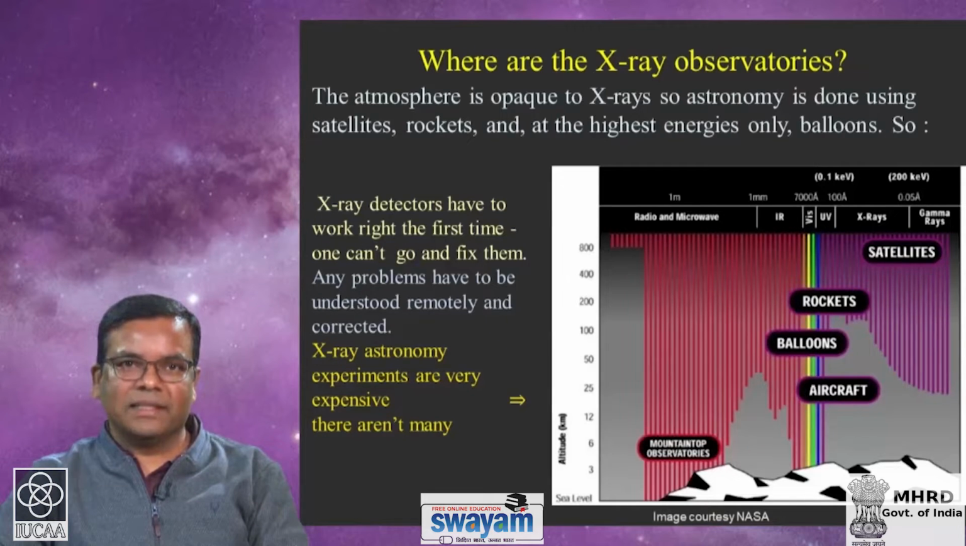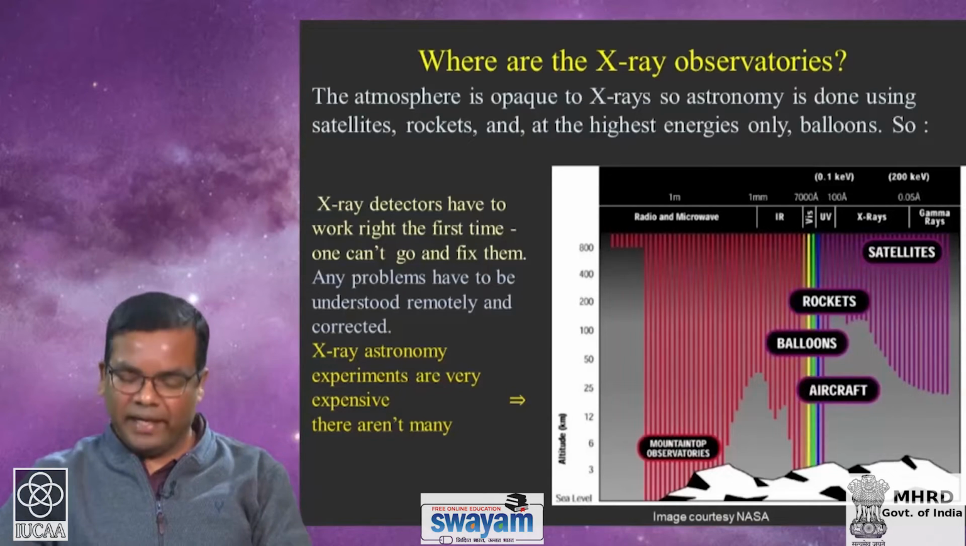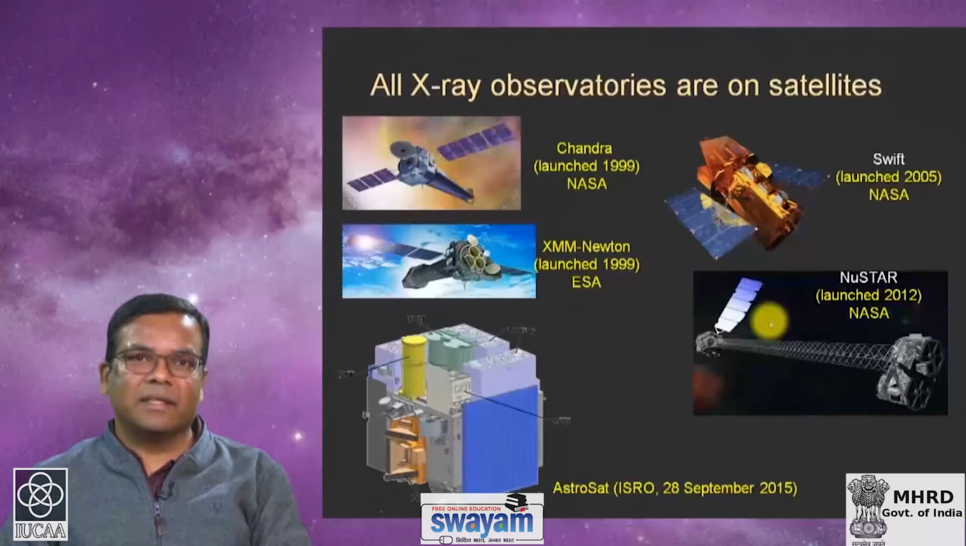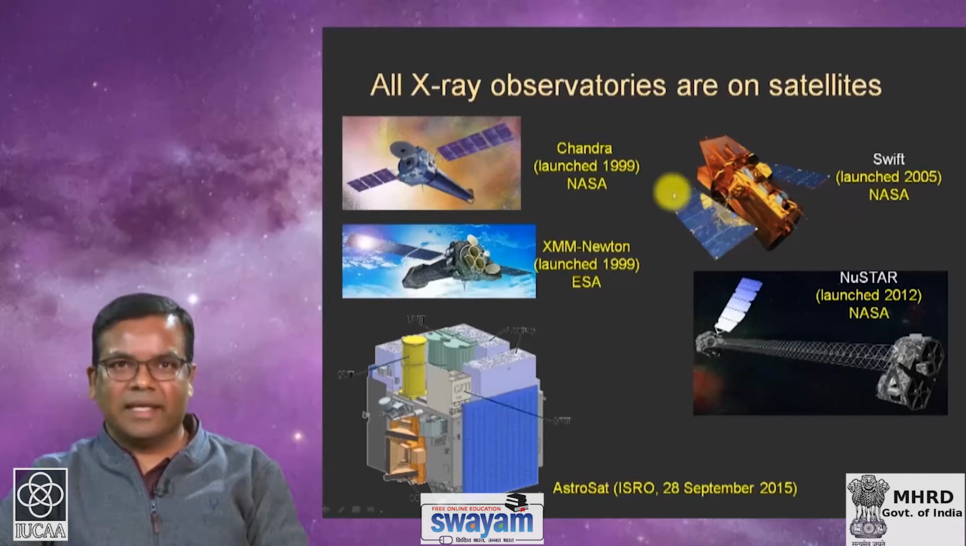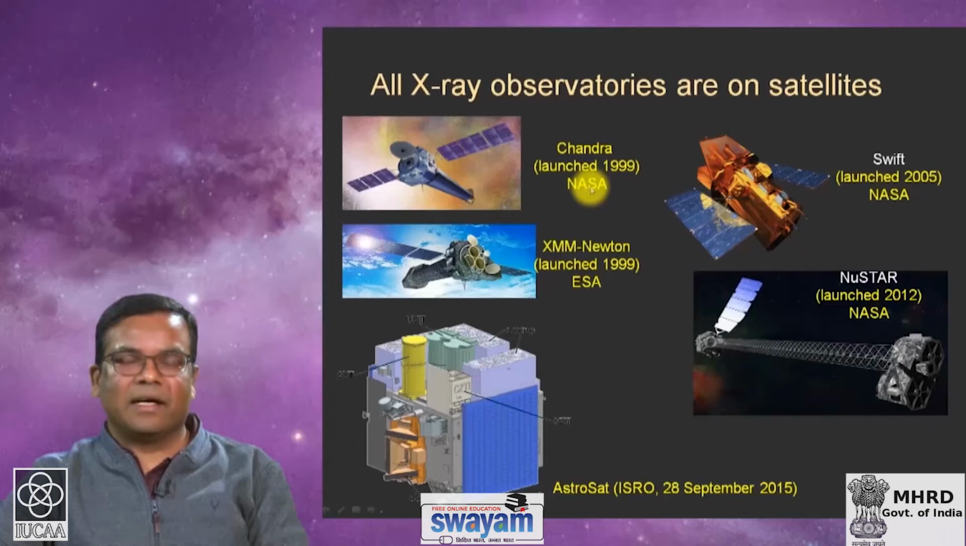Because of this reason, X-ray astronomy experiments are very expensive, and there are not many X-ray observatories in space. Some of the observatories which are operating currently are listed here. The Chandra X-ray Observatory, launched by NASA in 1999, provides fantastic imaging resolution and fantastic images of various cosmic X-ray sources.